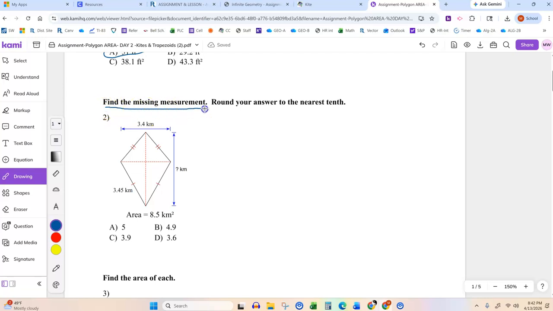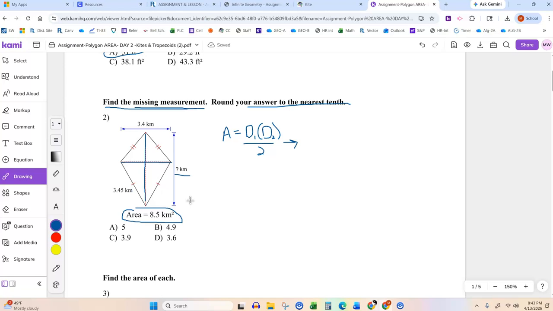It says find the missing measurement, not the area, but the missing measurement, and then round it to the nearest tenth. Well, here what do we have? We have the first diagonal right here, they tell us it's from horizontal, this one, so 3.4. This is going to be the other diagonal, which we don't know. That's what we're trying to determine. But we do know that the area is 8.5. So what we can do is we can go area equals the diagonal, maybe the formula is like diagonal 1 times diagonal 2 divided by 2.